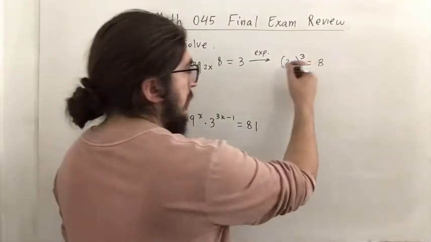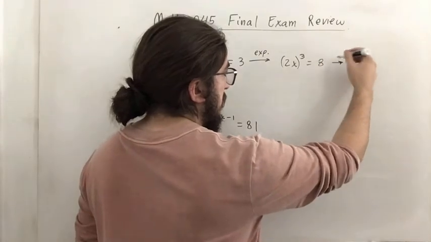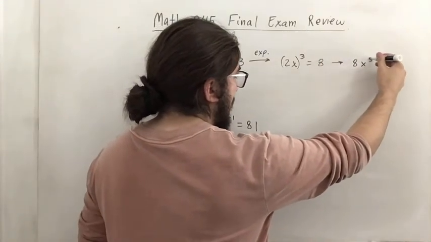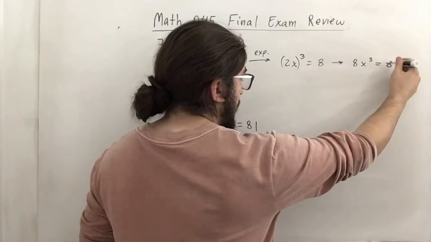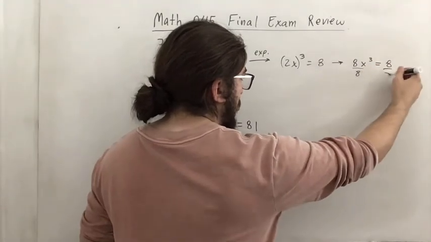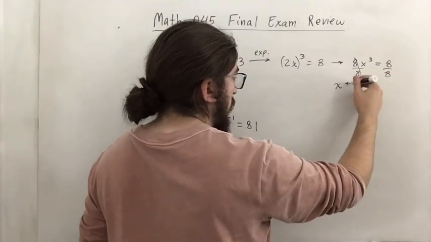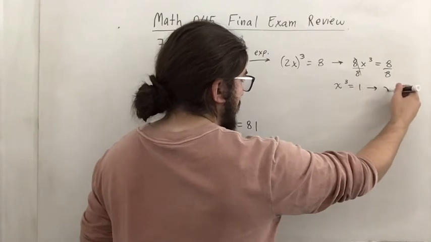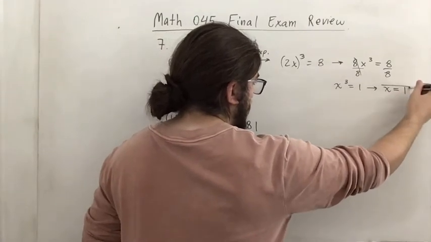Good. So now if you take this power to each of those, you get 2 to the third, which is 8, times x to the third on the left side is equal to that 8 on the right. Dividing by 8, we get x cubed is equal to 1. Cube rooting both sides gives us x is equal to the cube root of 1, which is just 1 itself.